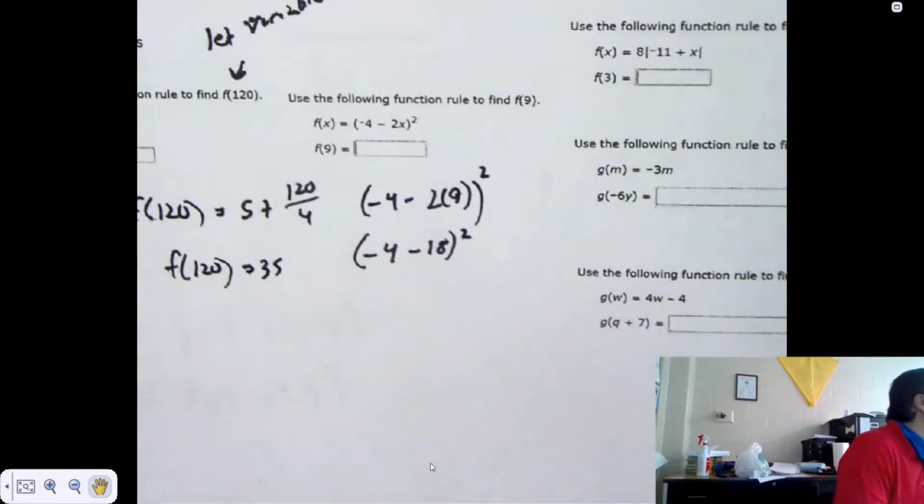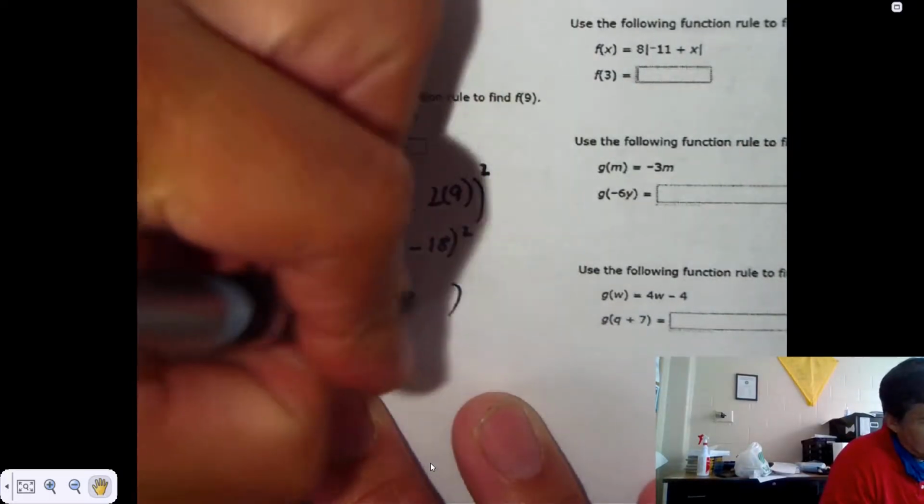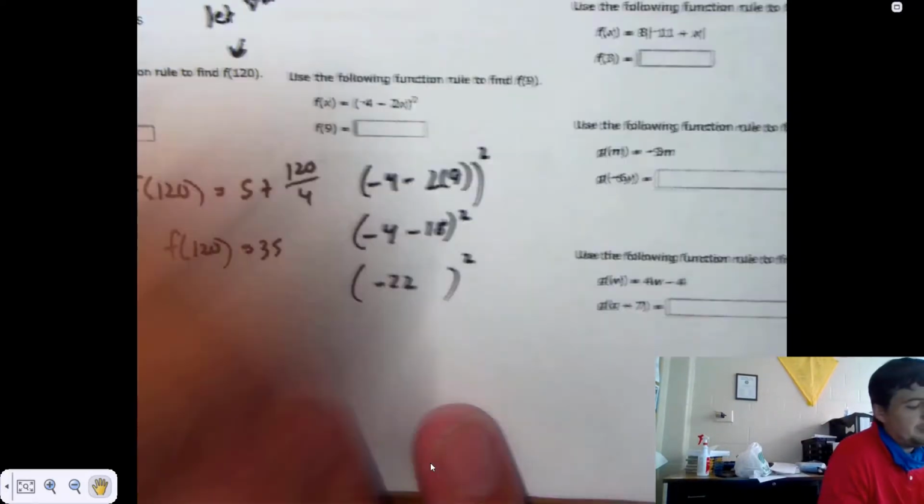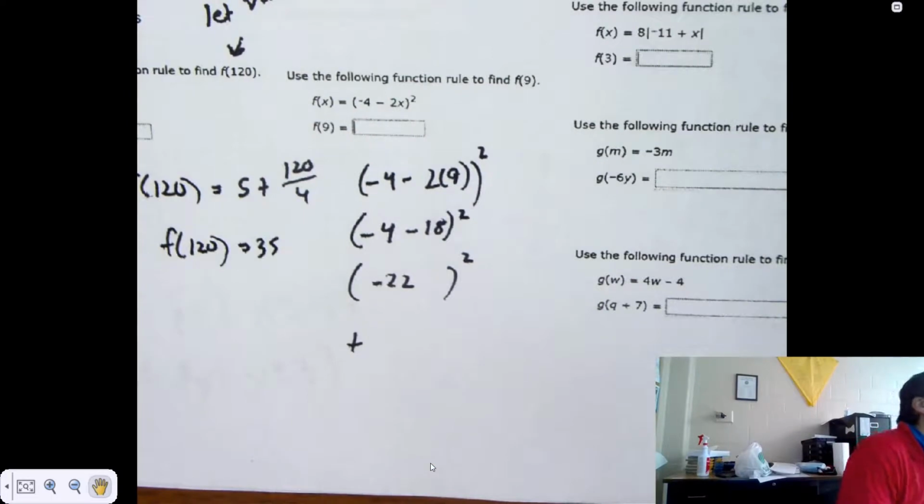Can we do our squaring yet? No. We could do the FOIL method, but that would be really stupid to do. What's -4 minus 18? -22. When you square a negative, what's it automatically going to become? There's no point in even worrying about a negative symbol. You got to figure out what 22 squared is. Anybody know it off the top of your head? Well, you guys are actually going to work it out by hand. Yeah, 44.